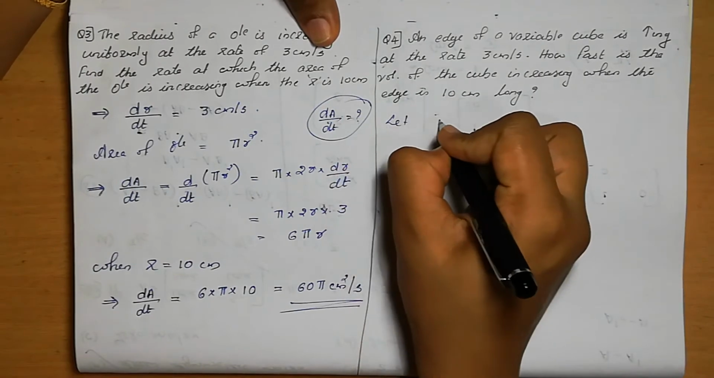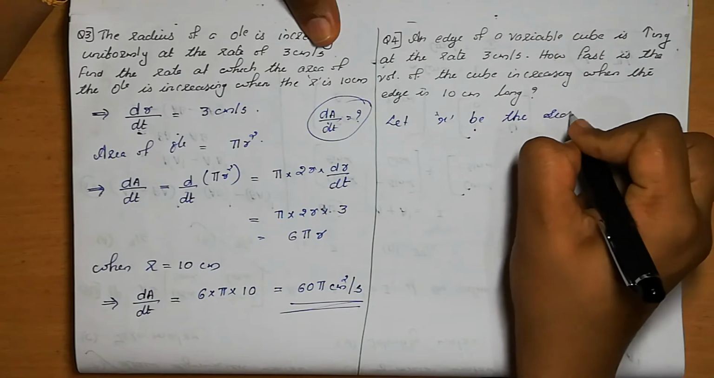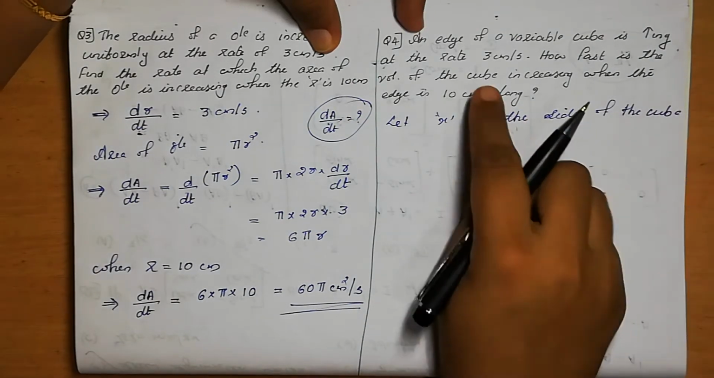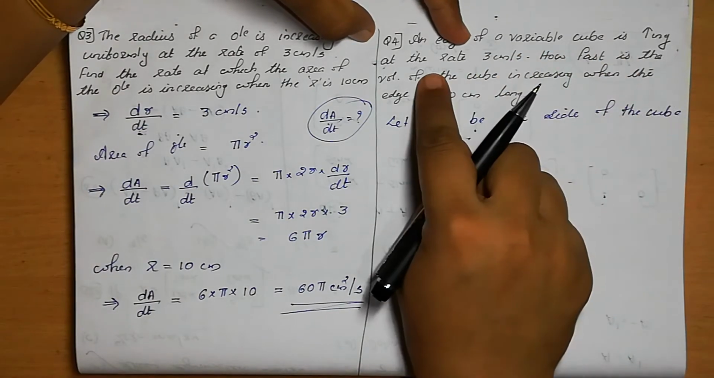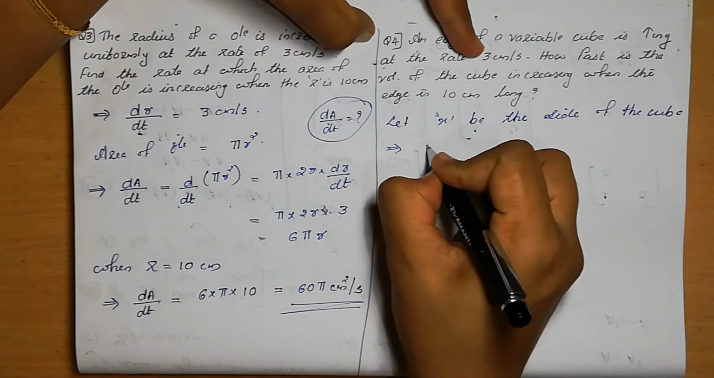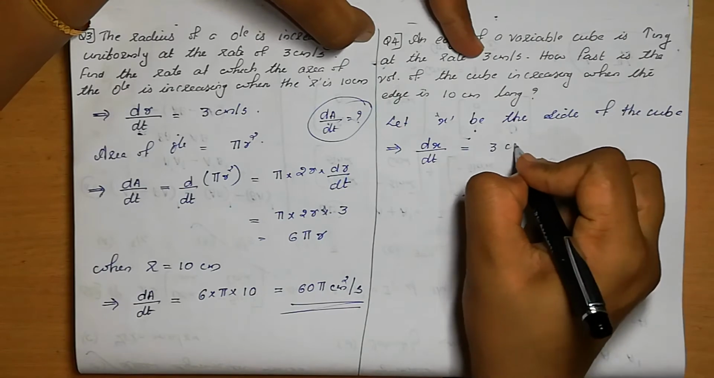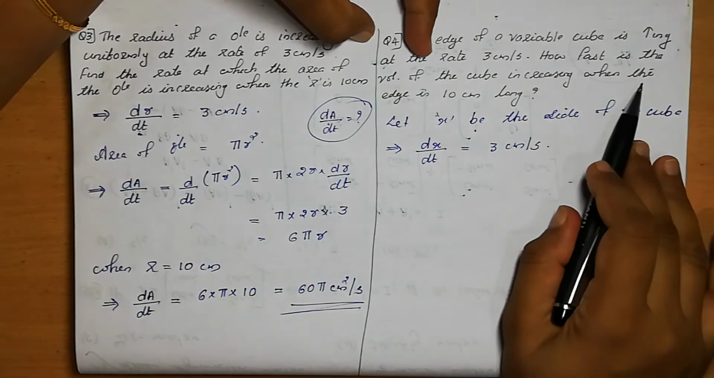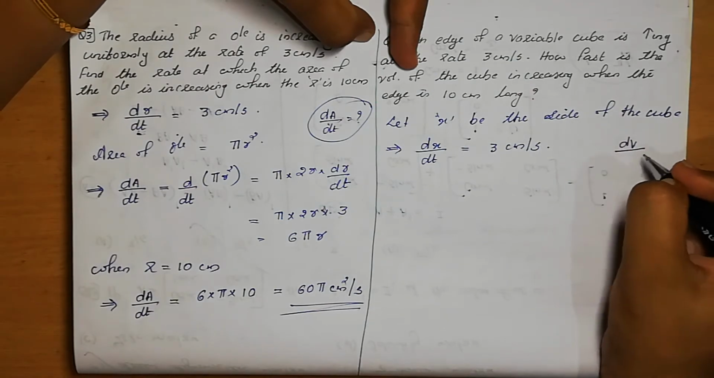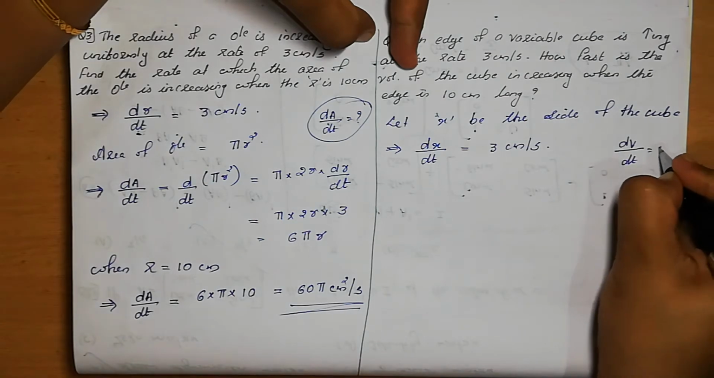Let x be the side of the cube. The edge of the variable cube is increasing at the rate of 3 centimeter per second. That means what is given? dx by dt is 3 centimeter per second is given. How fast is the volume of the cube increasing when the edge is 10 centimeter? That means what we need to find out? dV by dt we are going to find out.